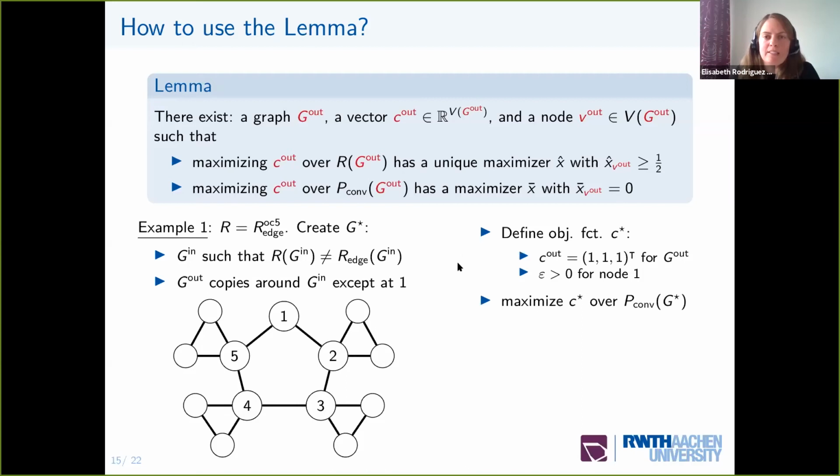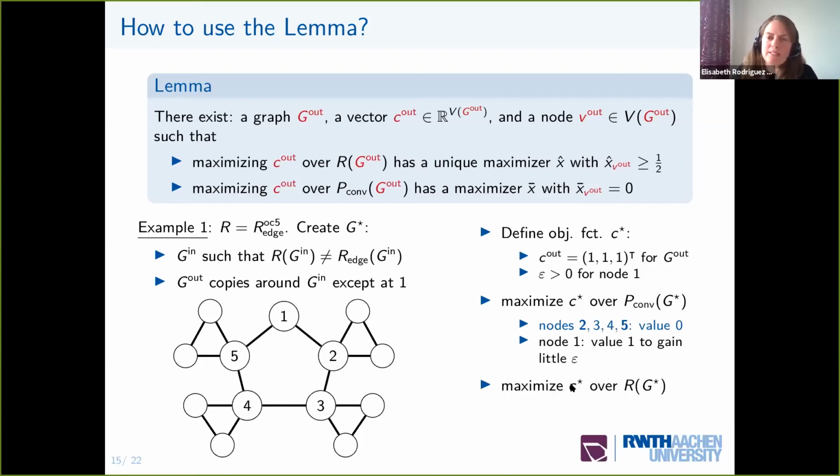So when we maximize this function C star over the stable set polytope for this graph, for each triangle, we can select at most one of the vertices to be part of the stable set. And if we select the vertices so that these two vertices here, 2 and 5, take value 0, this means that by selecting node 1, so by setting x1 equals 1, we can still gather this small value of epsilon. So every C star maximal solution over the stable set polytope will give value 1 to this node here.